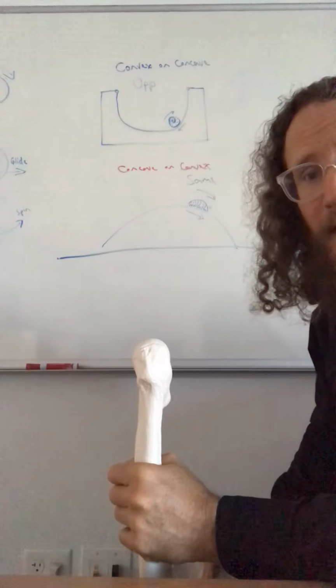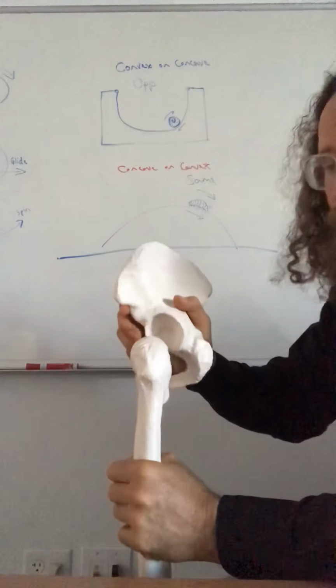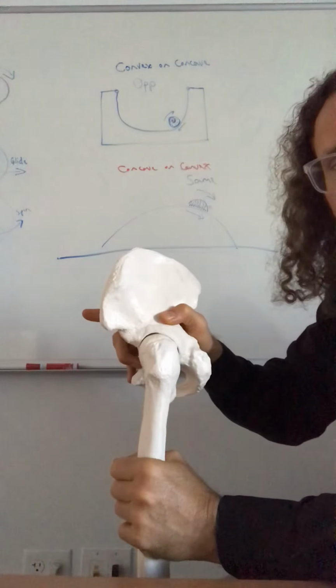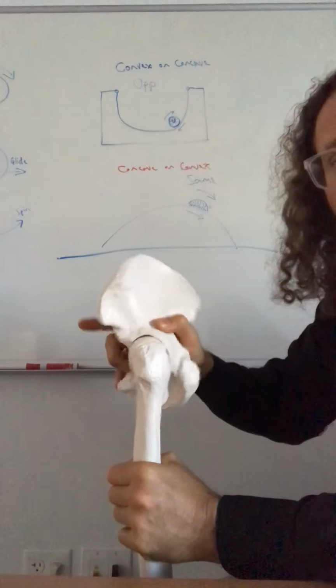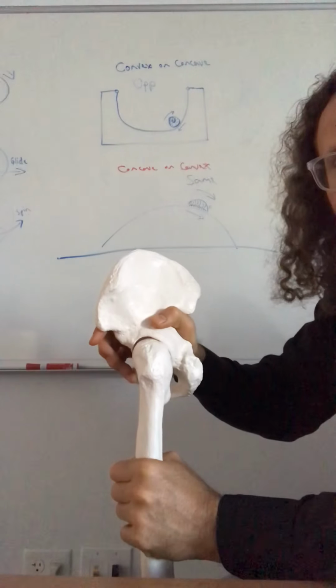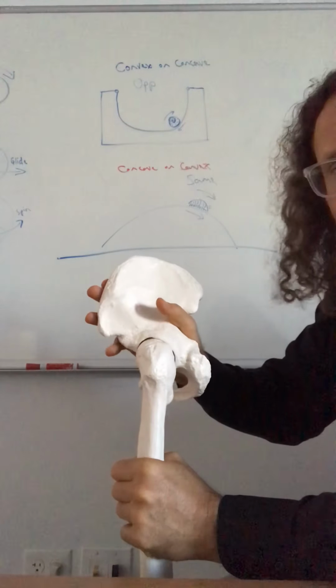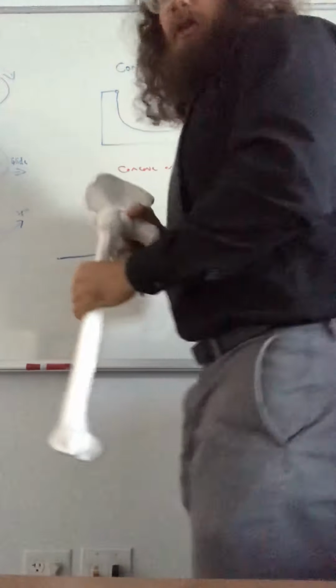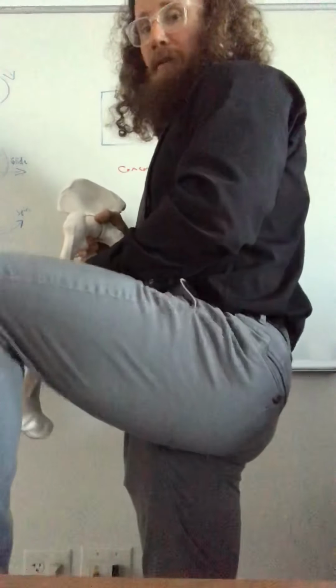The roll and glide are in the same direction. It's the relative motion of the pelvis is forward on the femur, or we could say the relative motion of the femur is backwards on the pelvis. If we did that in open chain, lift my hip up into flexion here.